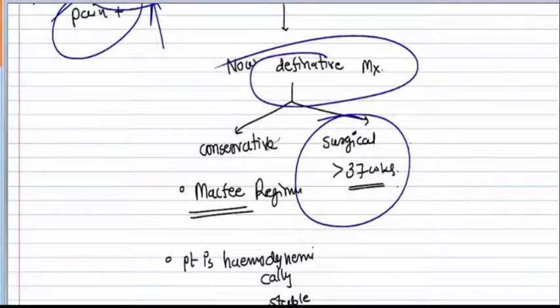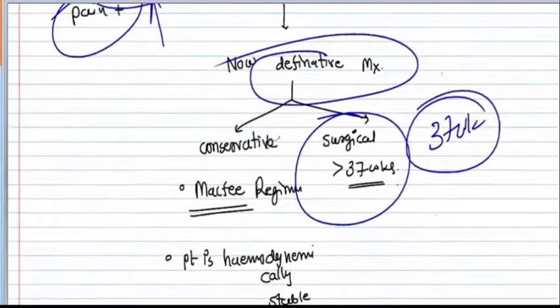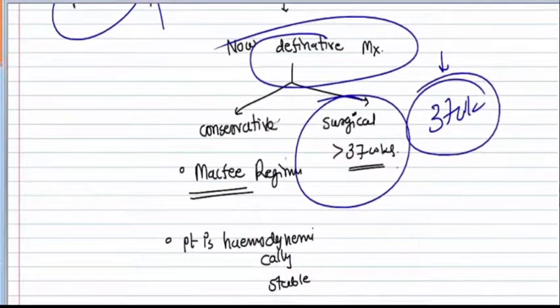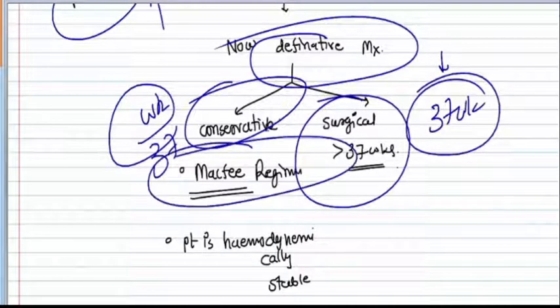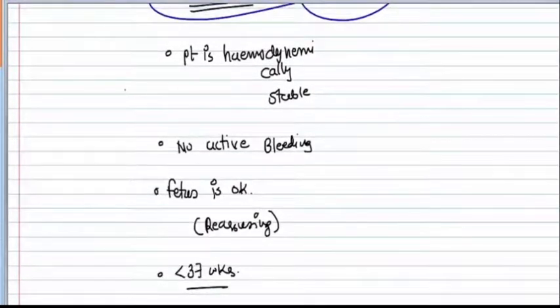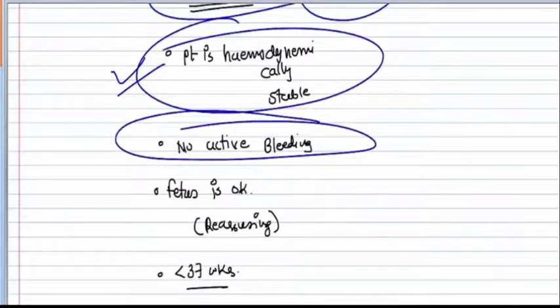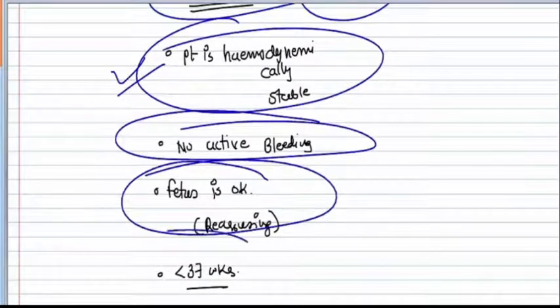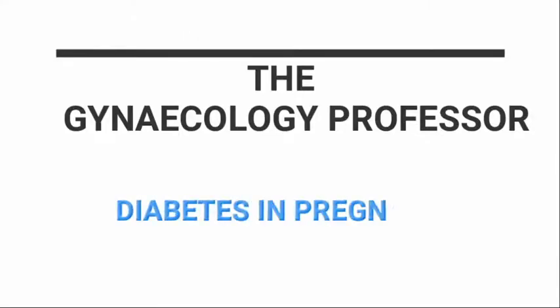If the pregnancy has achieved 37 weeks, then you should go for surgical termination of the pregnancy and delivery of the baby. If the pregnancy has not reached 37 weeks, then you can go for conservative management, called the McAfee regimen, in some cases only. Which are those cases? The patient is hemodynamically stable, no active bleeding is seen, the fetus is okay, and there is still a preterm status.